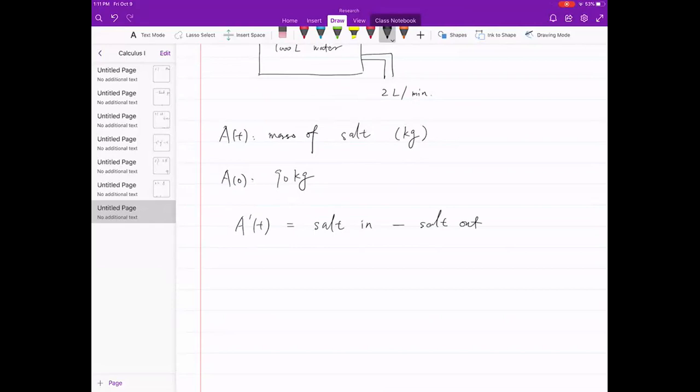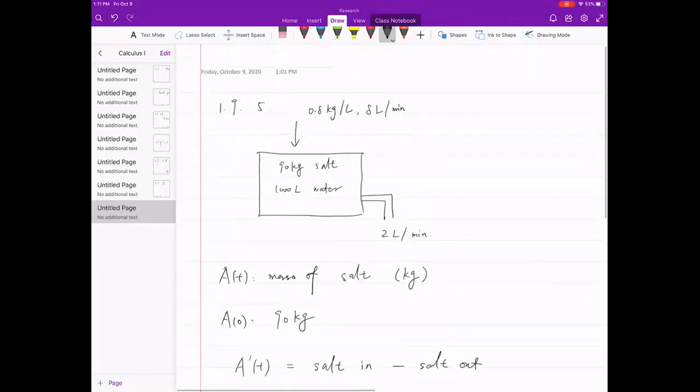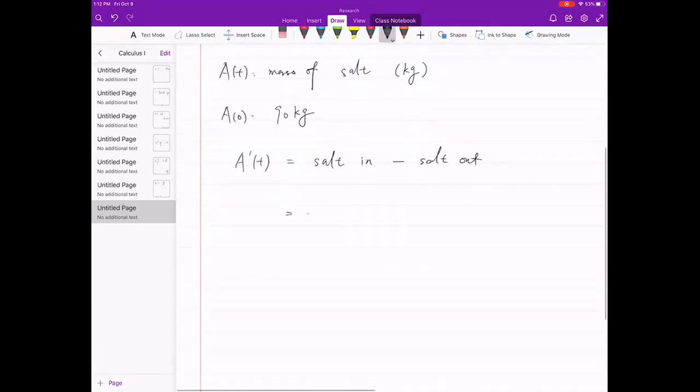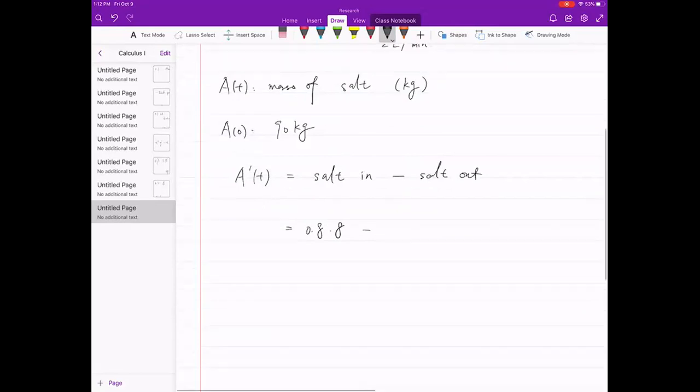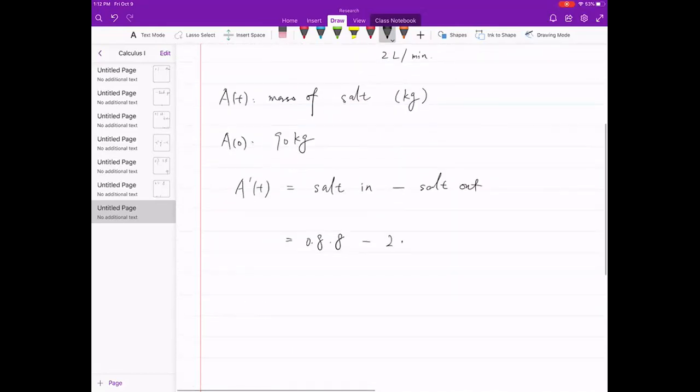So eventually, what do you have? You have the salt coming in, which comes from this part. You have 8 liters per minute, and each liter has 0.8, so together it's 0.8 times 8. That's how much salt is coming in. How much salt is coming out? Well, clearly, it should be the concentration times the volume per minute. The volume per minute is 2.